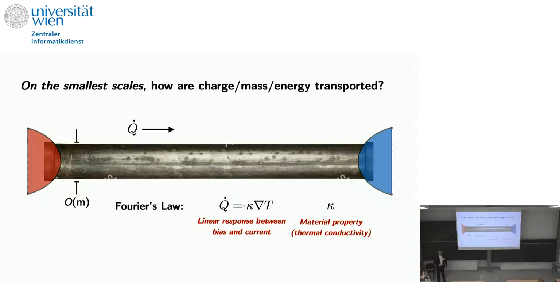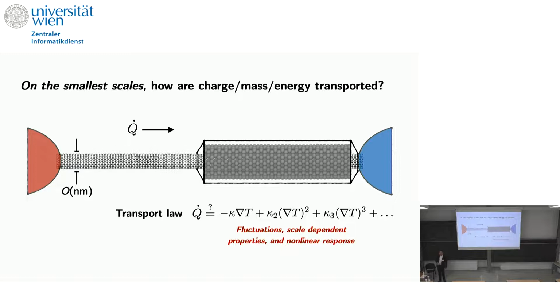But now let's do a thought experiment. Let's take this macroscopic object, which responds linearly. I only need to know the thermal conductivity to understand it. And let's just now shrink it 9 orders of magnitude. So instead of flowing heat through a lead pipe, I flow it through a carbon nanotube. So now immediately the scale over which I'm applying the temperature gradient is a lot smaller.